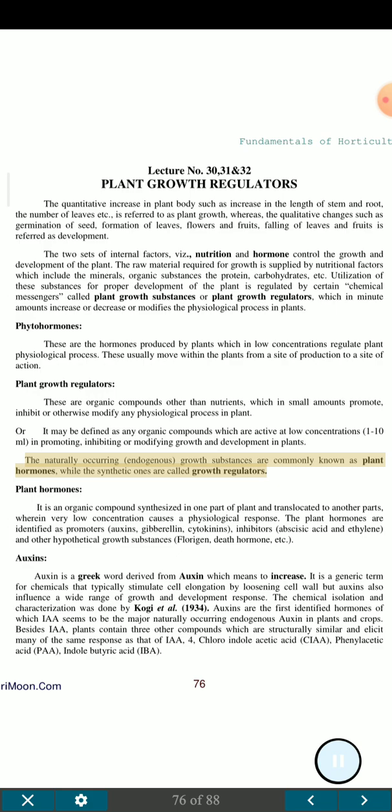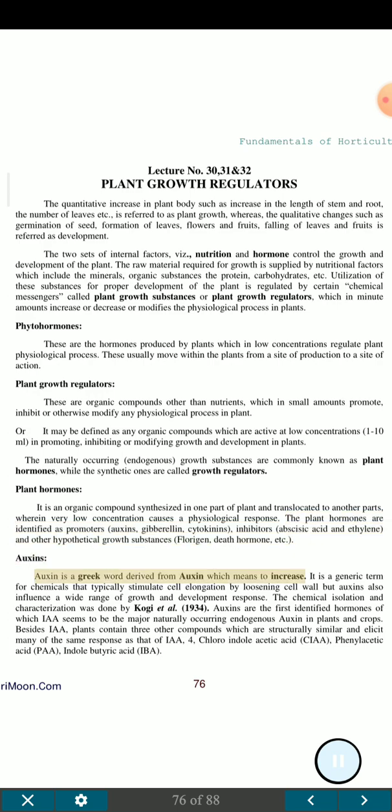The naturally occurring endogenous growth substances are commonly known as plant hormones, while the synthetic ones are called growth regulators. Plant hormones. It is an organic compound synthesized in one part of plant and translocated to another part, wherein very low concentration causes a physiological response. The plant hormones are identified as promoters: auxins, gibberellin, cytokinins; inhibitors: abscisic acid and ethylene; and other hypothetical growth substances: florigen, death hormone, etc.